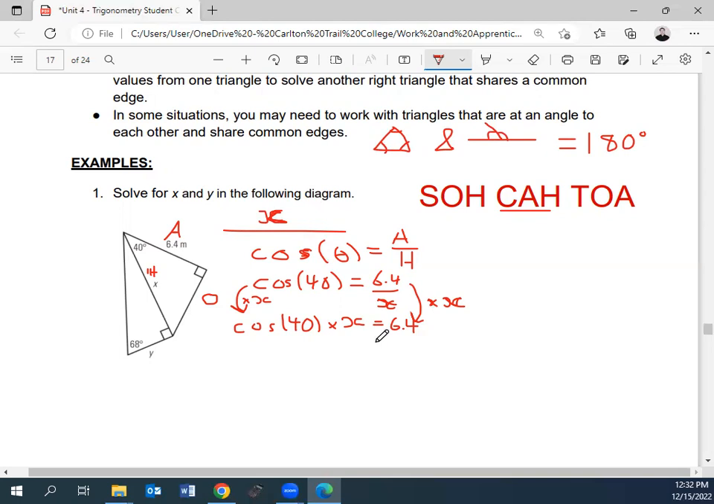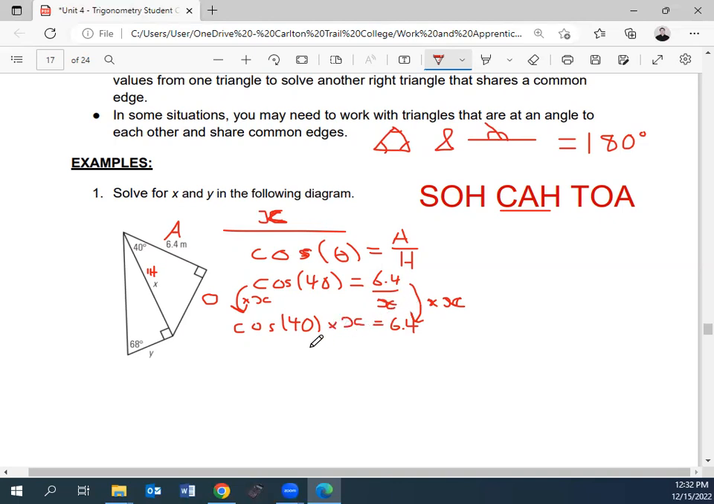Oh, why is it times by x? Because I need to get it on top of one of the sides. Right now, it's on the bottom of a fraction. So I need to get x by itself, right? So 6.4 is being divided by x. So I'm going to do the opposite of dividing by x. I'm going to times by x.